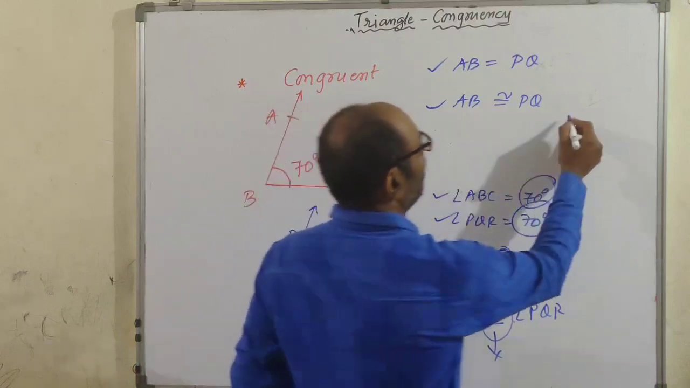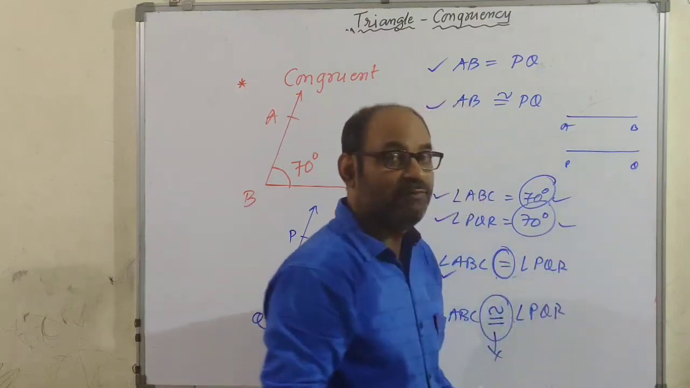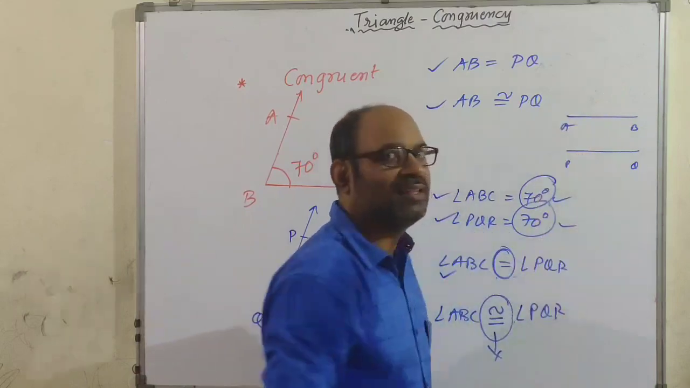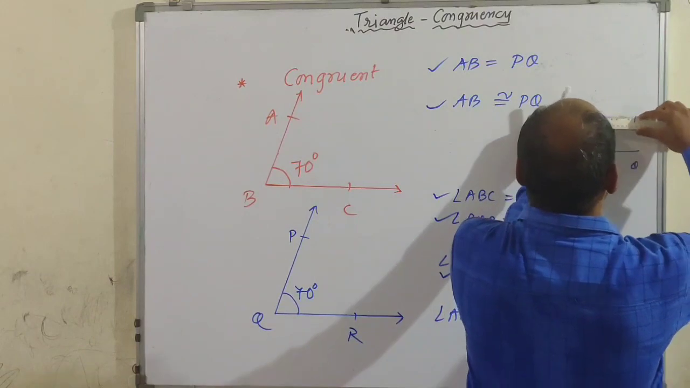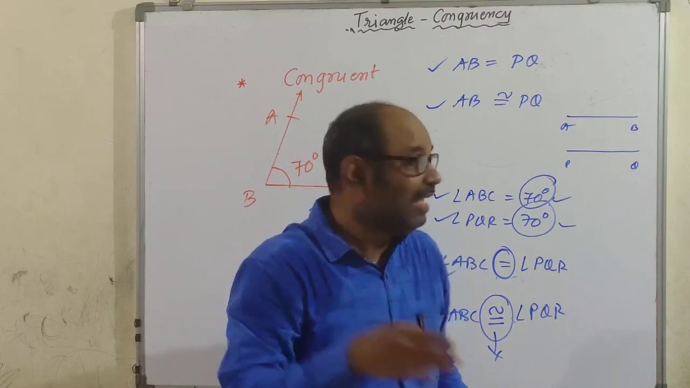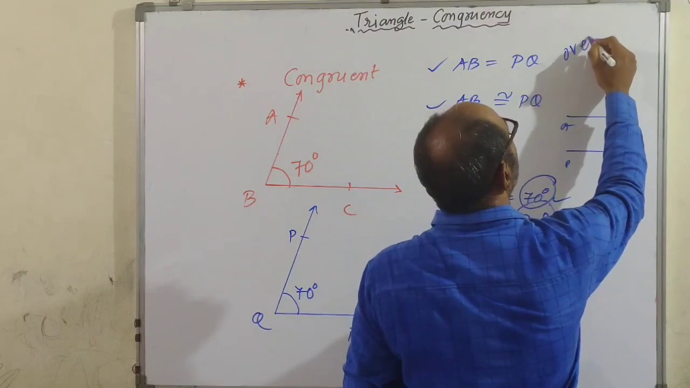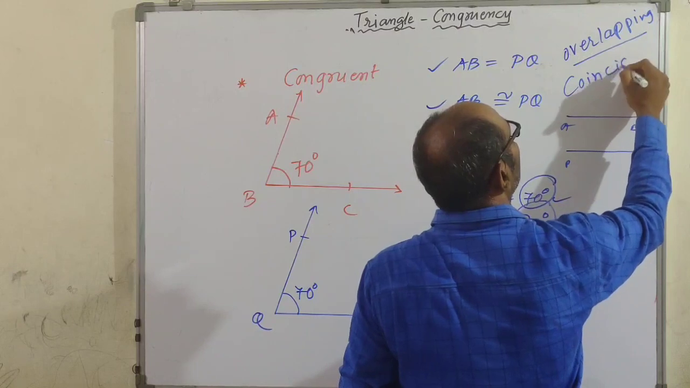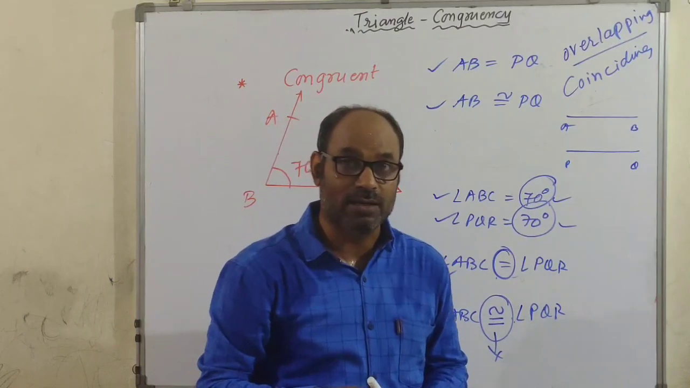Children, one more thing. Earlier this was line segment AB. This was line segment PQ. If the two line segments are congruent, you pick up this line segment and overlap it with AB. It will exactly overlap line segment AB. Line segment AB and line segment PQ will coincide. You can say they are overlapping, or you can say coinciding. The two line segments are coinciding or overlapping.